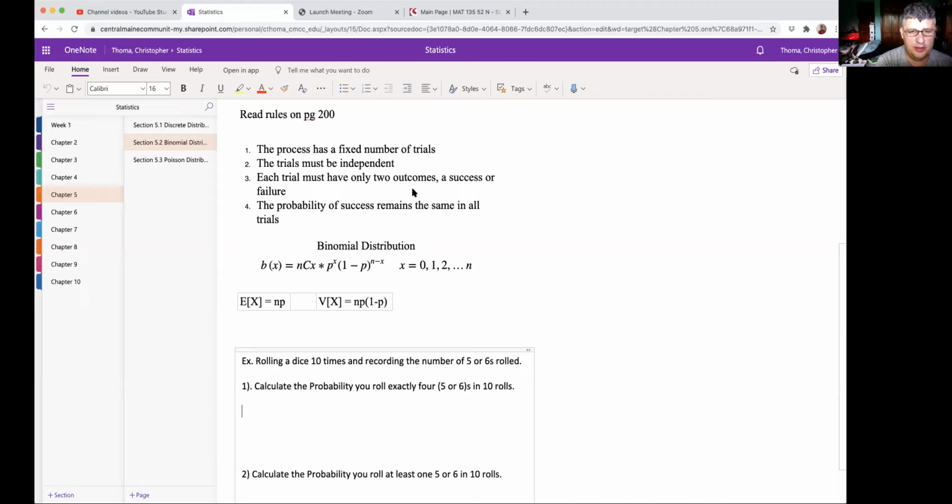And then the probability of success remains the same in all trials. So once you know the probability of success, it has to remain consistent. And if your trials are independent, then your probability of success should remain consistent.